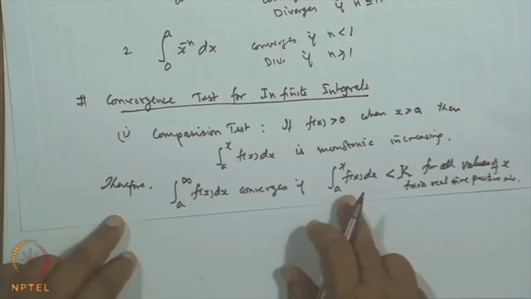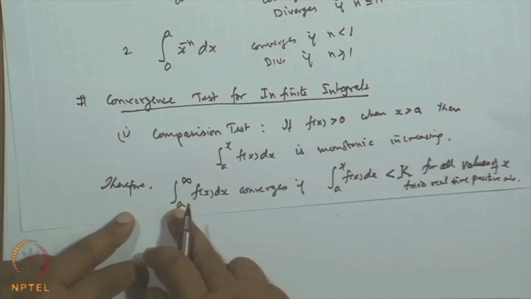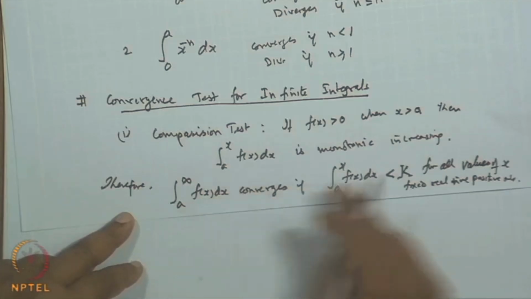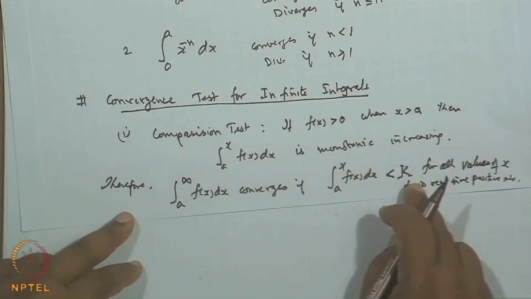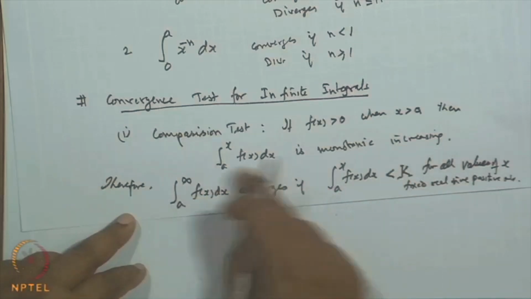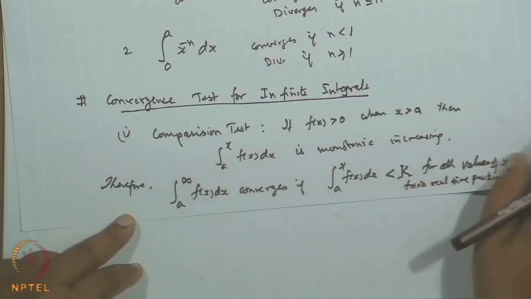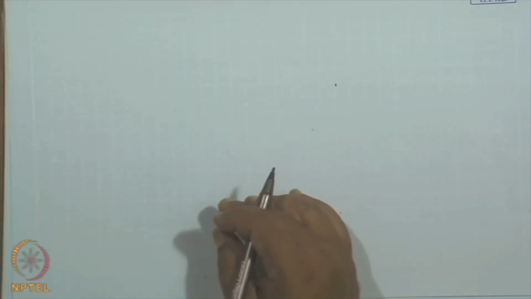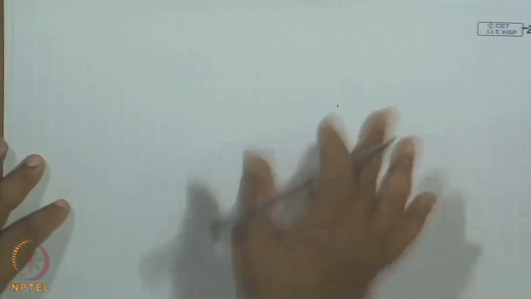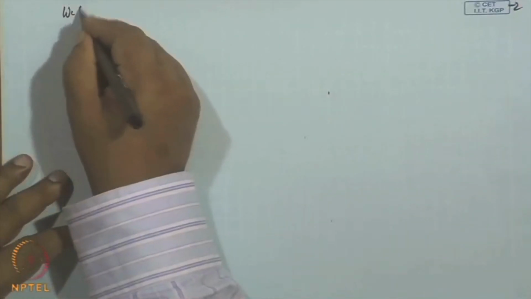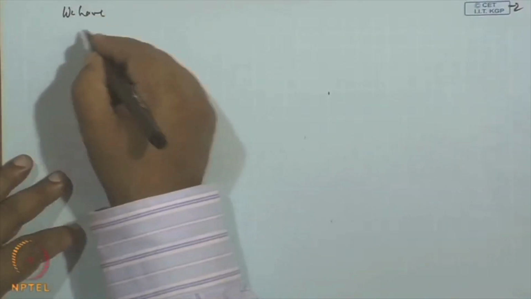So if this is true, then we say this integral converges, because this is a monotonic increasing function, and for each x this is bounded by k, where k is fixed. So the value of this integral will be a finite quantity, so it is convergent, and this suggests the test which is known as the comparison test.